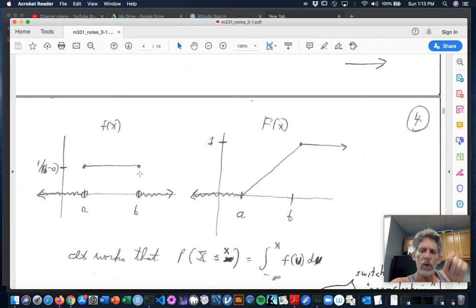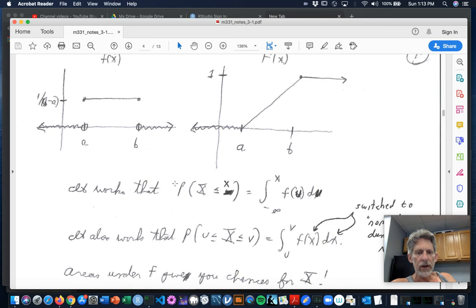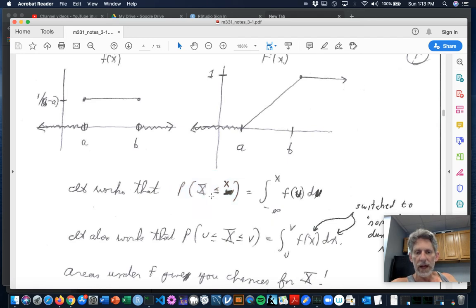And that's what we're going to do with these little f's. We're going to be a little fudgy at the endpoints. But the key thing is how it works with areas underneath. That's really the only important thing. Check it out. Look at the probability that our random variable is less than or equal to little x. Is it equal to the area under the little f curve all the way up to a little x?